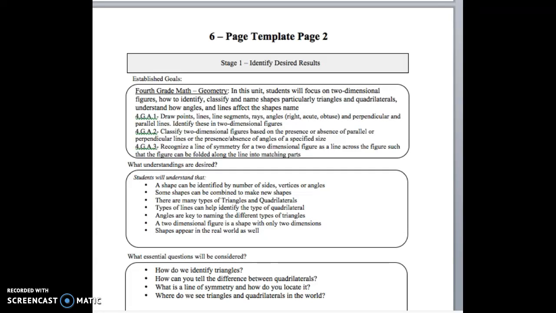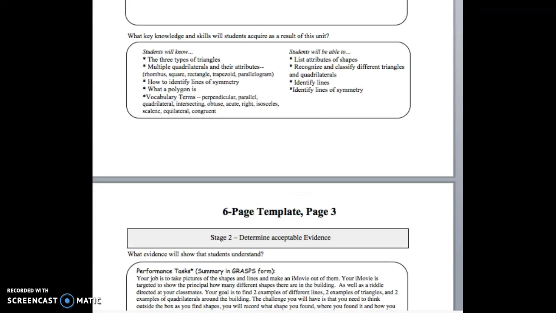The essential questions I want my students to focus on are: how do we identify triangles? How can you tell the difference between quadrilaterals? What is a line of symmetry and how do you locate it? And where do we see triangles and quadrilaterals in the real world? At the end of the unit, I want students to have acquired a significant range of knowledge. I want them to be able to identify the 3 types of triangles, to understand multiple quadrilaterals and their attributes, how to identify lines of symmetry, to understand what a polygon is, and understand key vocabulary terms.